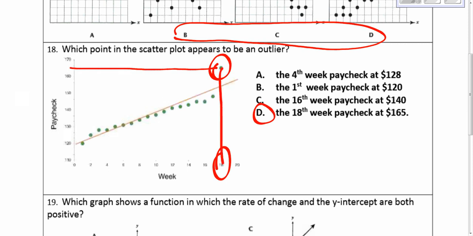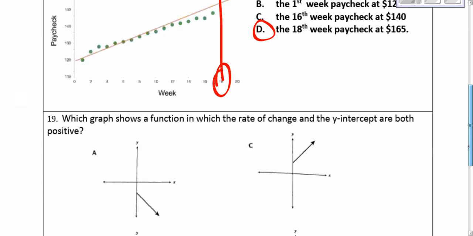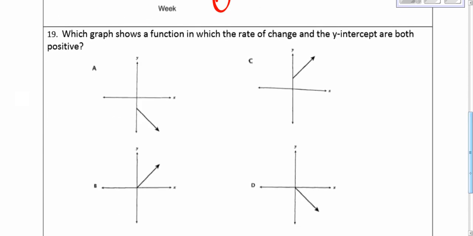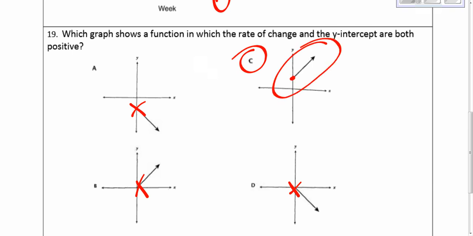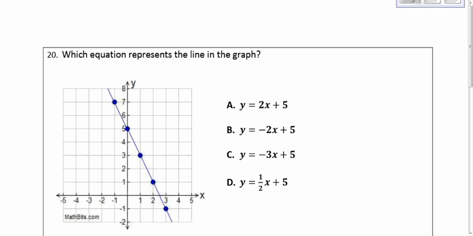Number 19, which graph shows a function in which the rate of change and the y-intercept are both positive? So if the y-intercept is positive, that's out, and that's out, and that's out, because those are 0. So it has to be that one. Positive slope, positive y-intercept.